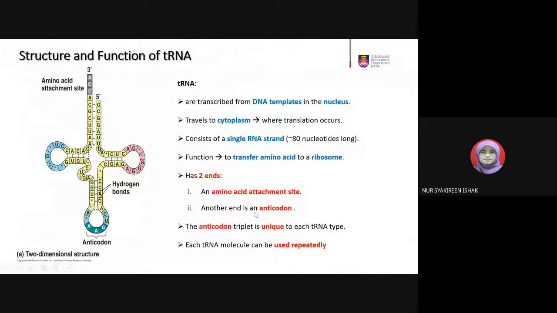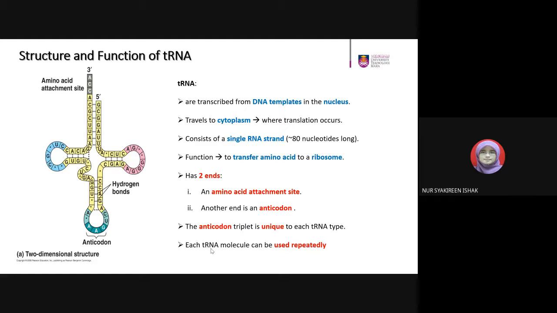Okay, so structure and function of tRNA. So basically, as you know, what is tRNA? tRNA is transfer RNA. The function of transfer RNA is to bring specific amino acids to the ribosomes that read the codon. The ribosome will read the codon of mRNA and allow a specific tRNA to bring a specific amino acid according to the codon on mRNA.